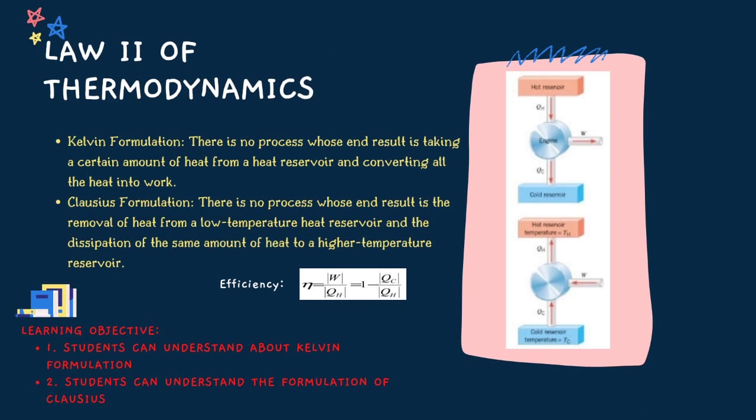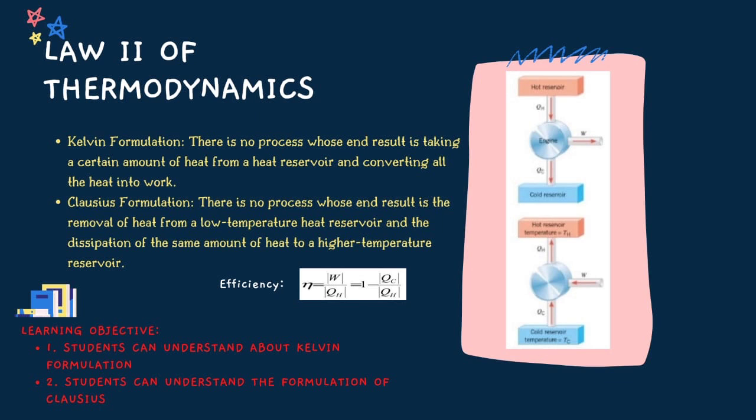The learning objectives. First, students can understand the Kelvin formulation. Second, students can understand the Clausius formulation. First, the Kelvin formulation says that there is no process whose end result is taking a certain amount of heat from a heat reservoir and converting all the heat into work. Second is the Clausius formulation. There is no process whose end result is the removal of heat from a low temperature heat reservoir and the dissipation of the same amount of heat to a higher temperature reservoir.